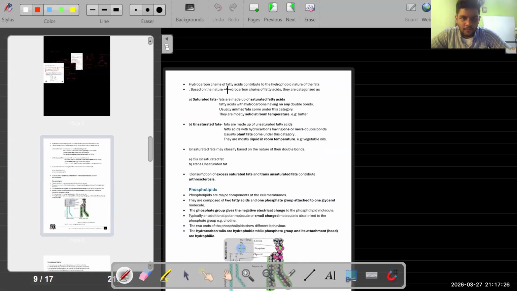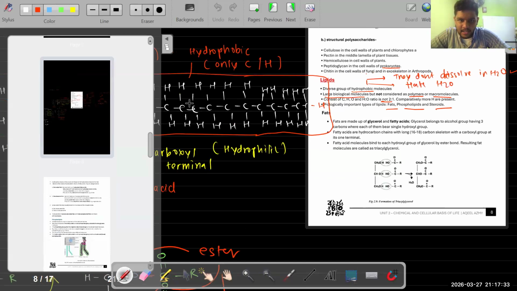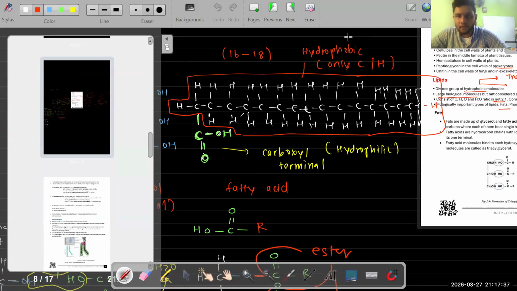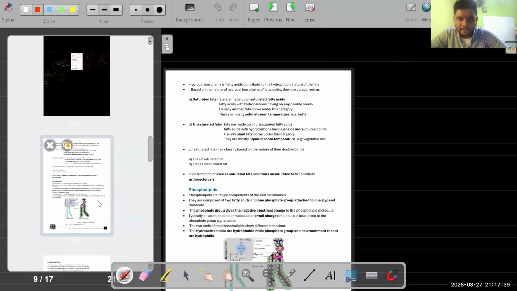Hydrocarbon chains of fatty acid contribute to the hydrophobic nature. Can you understand? I said that this is the hydrocarbon chain. It has only carbon and hydrogen, so it is hydrophobic. Right? Based on the nature of the hydrocarbon chain of fatty acids, they are classified into two. Right? Into two. Let's see here.